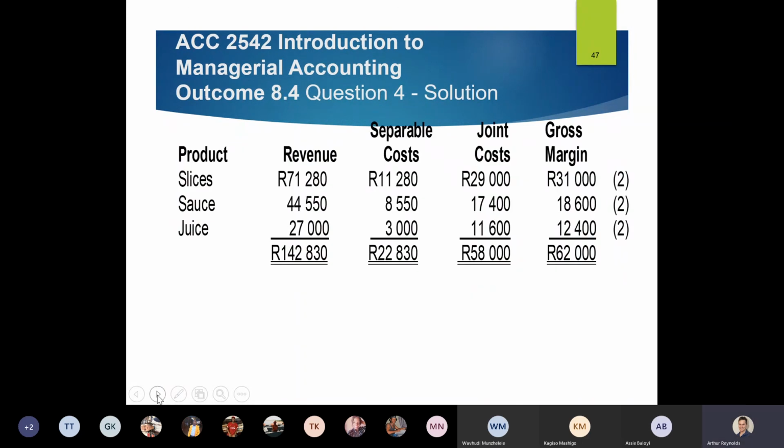So we've calculated the revenue, we've calculated separable cost, we're able to allocate the joint cost, and it gives us a gross margin per product. Questions?